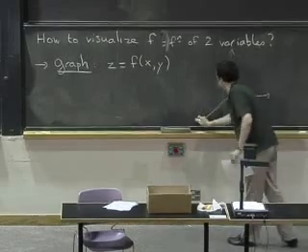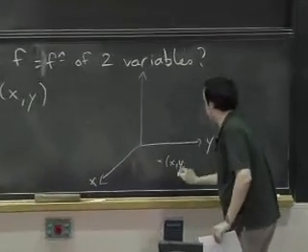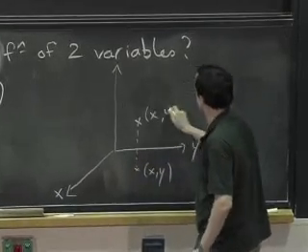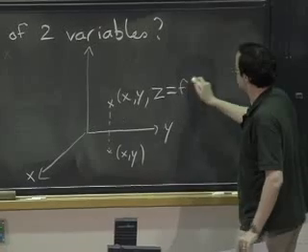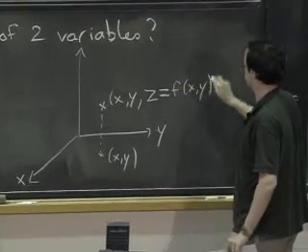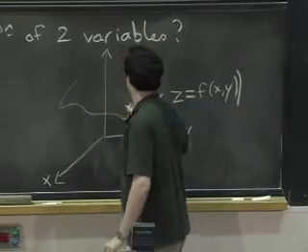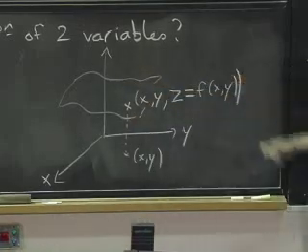Okay, so for each value of x and y, here we have x y in the x y plane. Then we'll plot the point in space at position x y and z equals f of x y. Okay, and if we take all of these points together, they will give us some surface that sits in space.